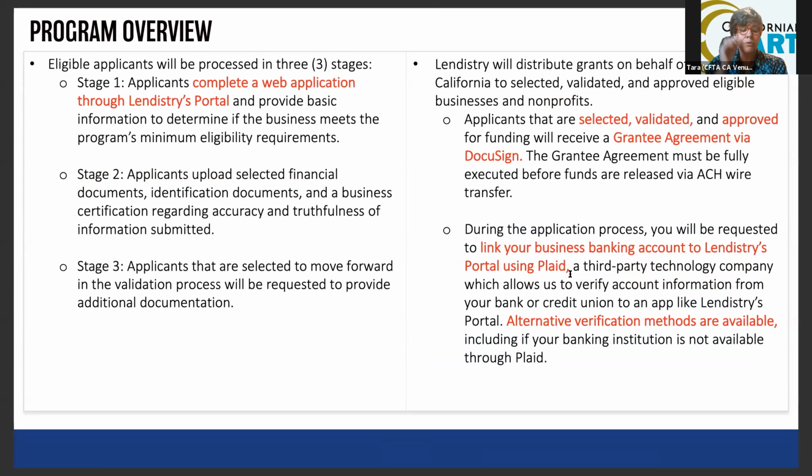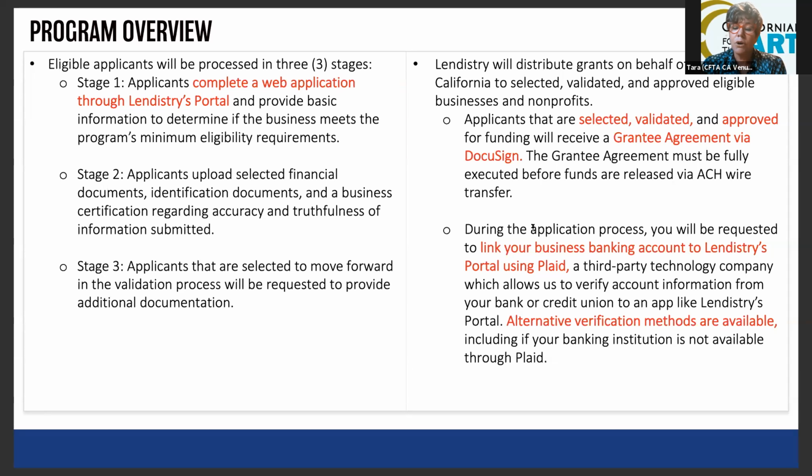You're going to be going through several stages of the application, as you might imagine. The first and most important stage is to complete a web application through the Lendistry portal online. As Julie mentioned, if you apply, we can follow up and assist. Some of our nonprofits are wrapping up their fiscal year. You don't need your documents to apply. Please apply now, and if you have your documents, great, let's upload them. If not, you can upload them later.